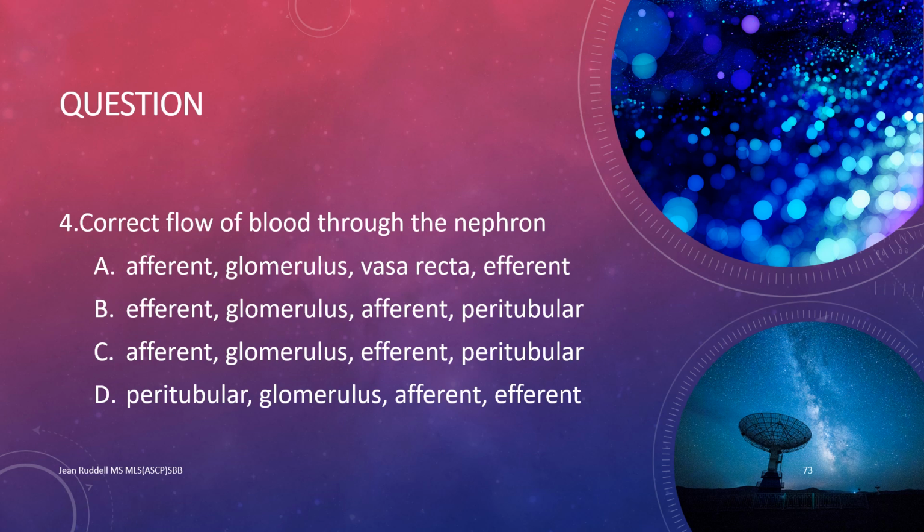Question 4. Correct flow of the blood through the nephron. A. Afferent, glomerulus, vasa recta, efferent. B. Efferent, glomerulus, afferent, peritubular. C. Afferent, glomerulus, efferent, peritubular. D. Peritubular, glomerulus, afferent, efferent. The answer is C. Afferent arteriole, glomerulus, efferent arteriole, and peritubular capillaries.